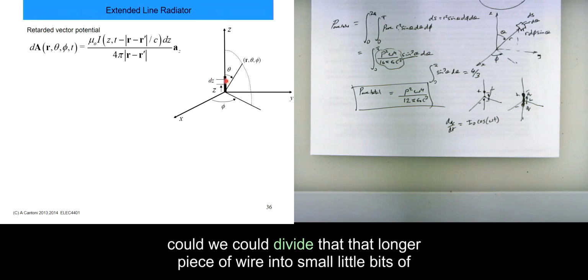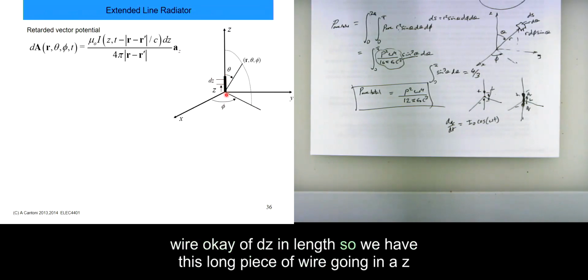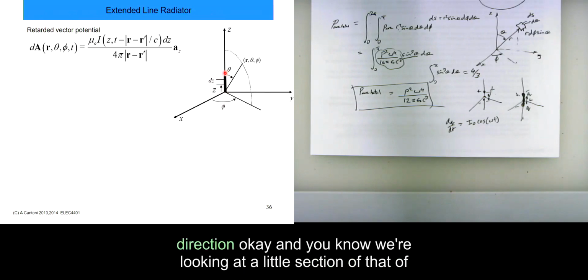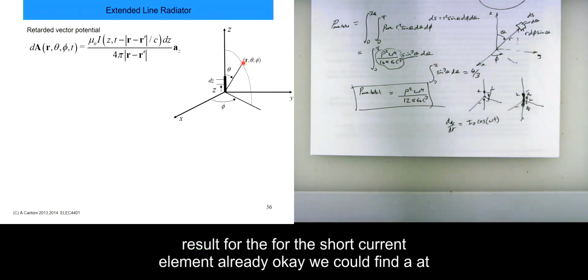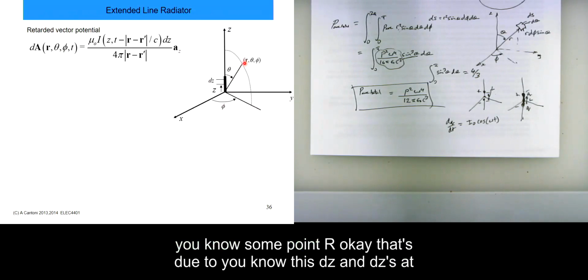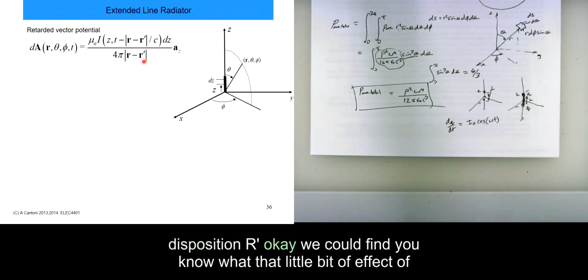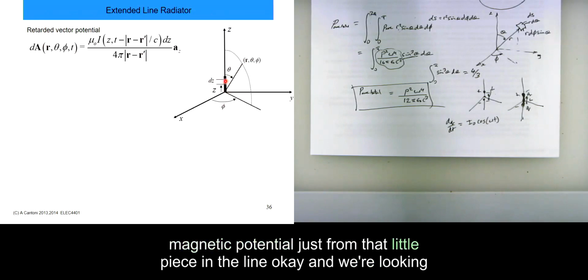We could divide that longer piece of wire into small little bits of wire, of dz in length. So we have this long piece of wire going in the z direction, and we're looking at a little section of it of dz in length. Now, since we've got the result for the short current element already, we could find A at some point R that's due to this dz, and dz is at this position R dash.